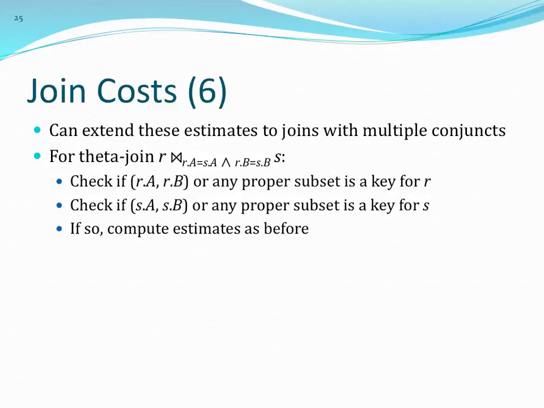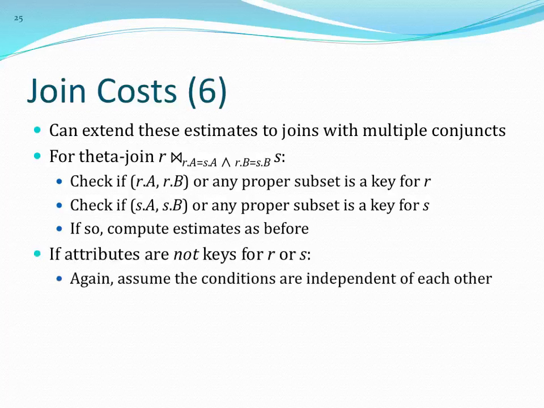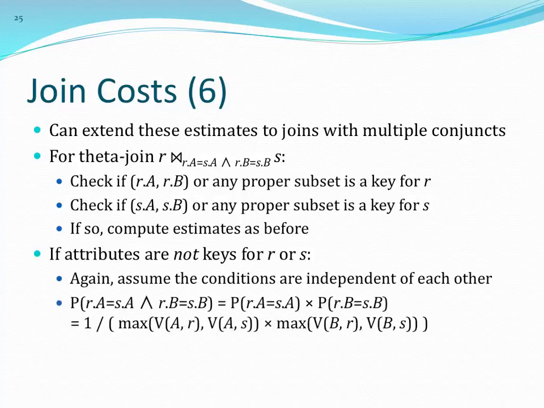We have this set of attributes. We need to figure out if there's anything in there that's a key. If there is, then we can use our key estimates, and that makes us happy. Multi-column keys are pretty common, so these kinds of joins are pretty common as well. If we have a set of attributes that's not a key for either side, then we have to do our crazy hand-wavy assumptions. So we assume these conditions are independent, and we do our computation and so forth. Okay. It's really not rocket science.